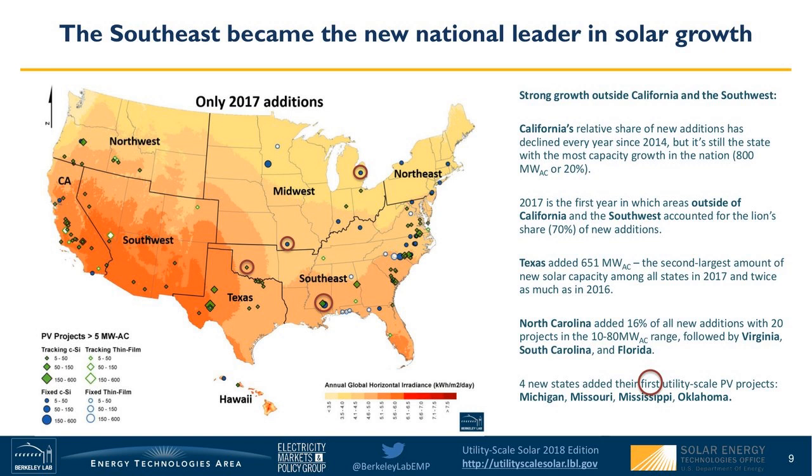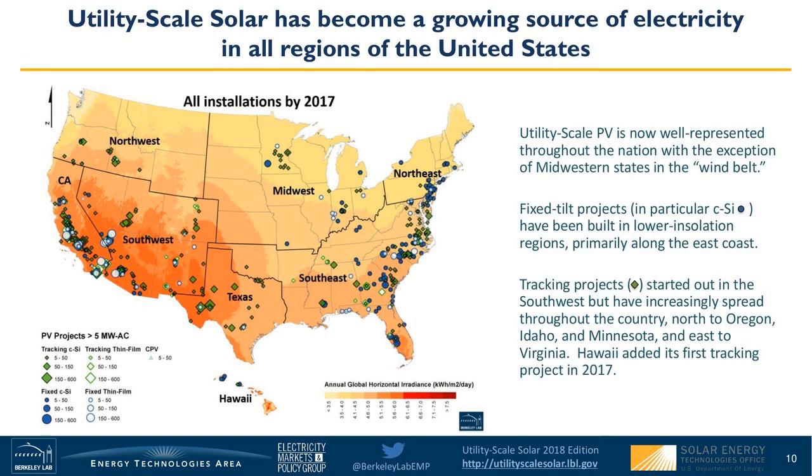And what's interesting to see as you look at the map is that Texas, the Southwest, California, and the Northwest have predominantly these green diamonds, and those symbolize tracking projects, whereas fixed-tilt installations are primarily now in the northeastern part of the United States, where there is less sun available. Also interesting, Hawaii had its first tracking project for the first time. Traditionally, they have to confront higher component costs over there, and this year was the first one where they built out a tracking project.